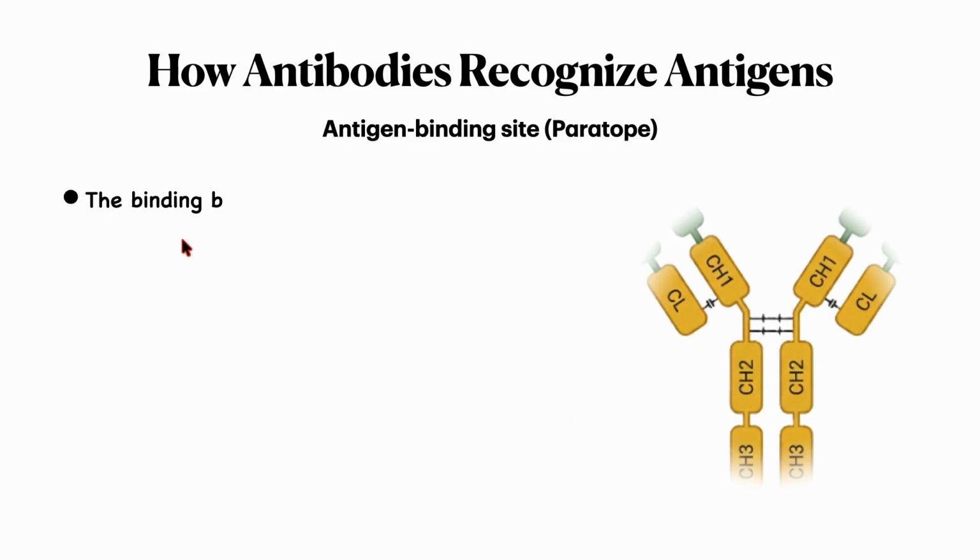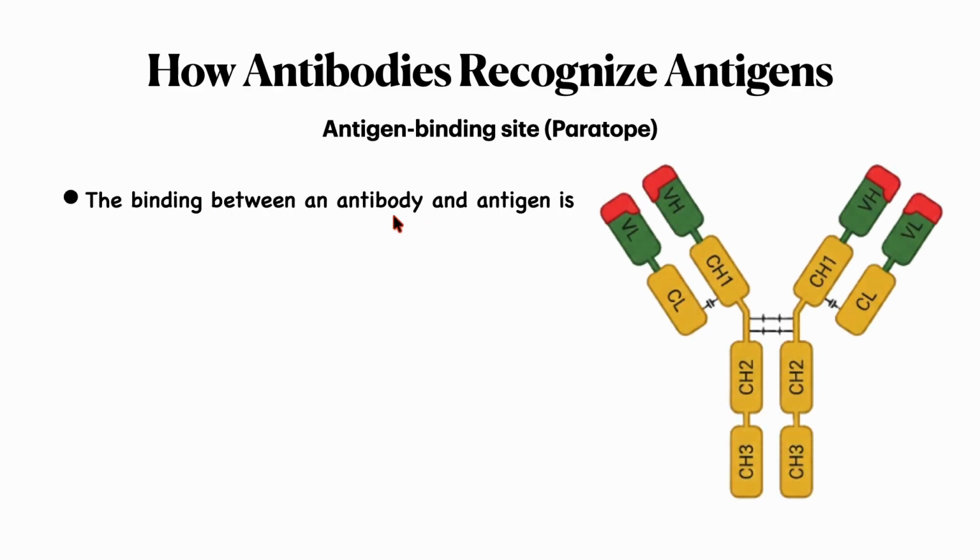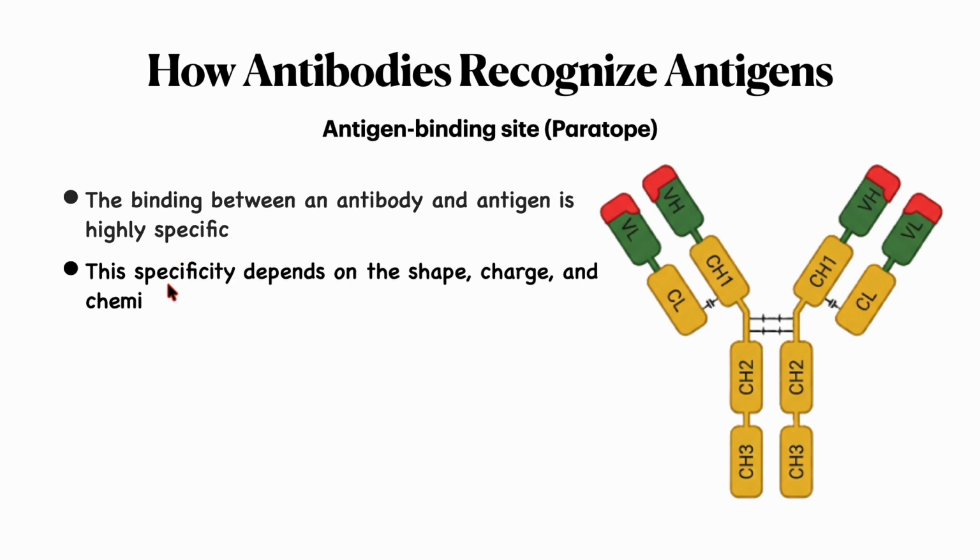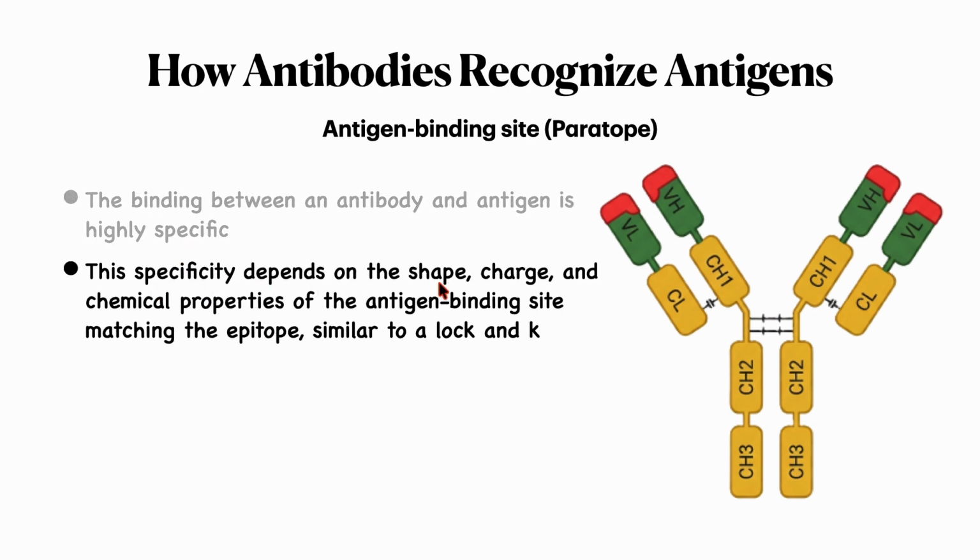The binding between an antibody and antigen is highly specific. This specificity depends on the shape, charge, and chemical properties of the antigen binding site, matching the epitope, similar to a lock and key interaction. Now let's look deeper into the antigen binding site.